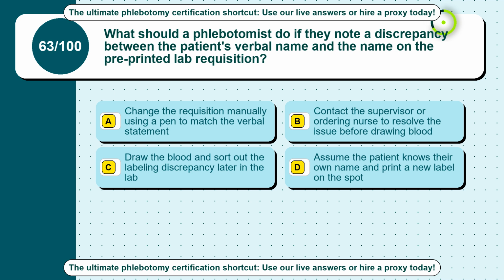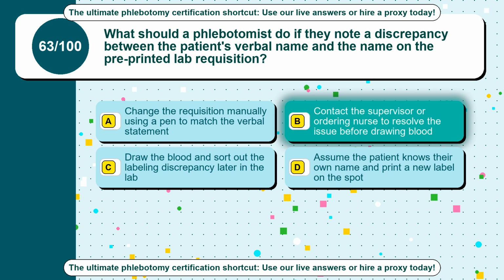Option A, change the requisition manually using a pen to match the verbal statement. Option B, contact the supervisor or ordering nurse to resolve the issue before drawing blood. Option C, draw the blood and sort out the labeling discrepancy later in the lab. Option D, assume the patient knows their own name and print a new label on the spot.